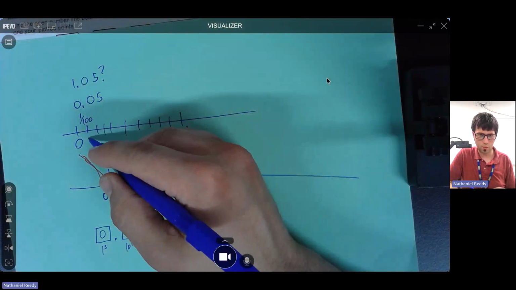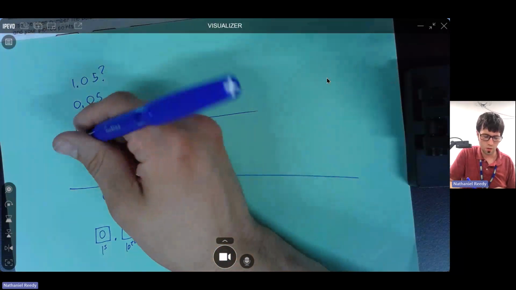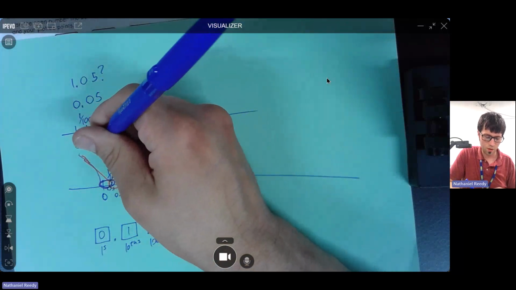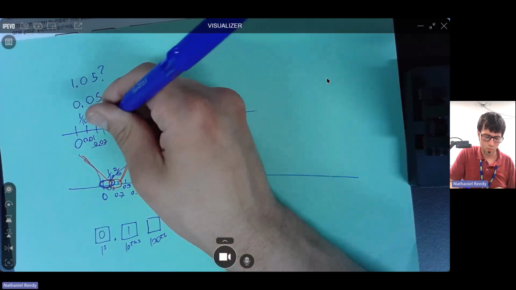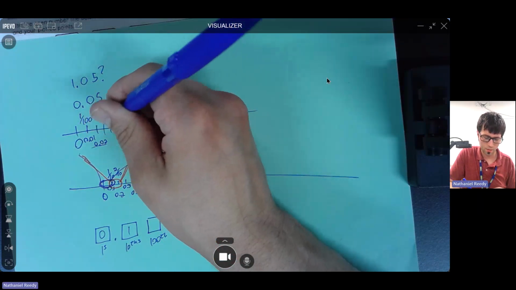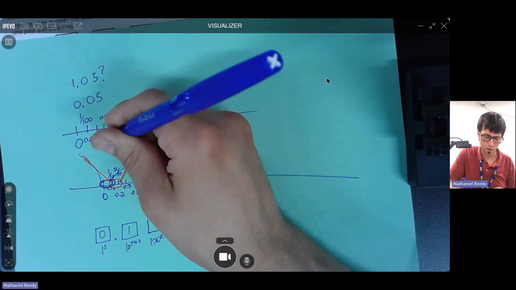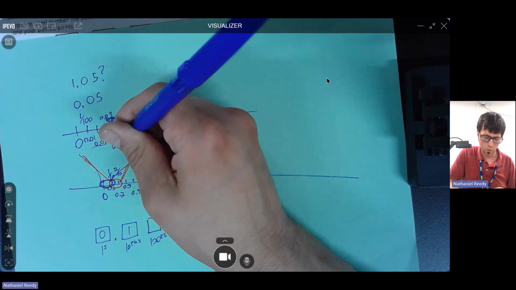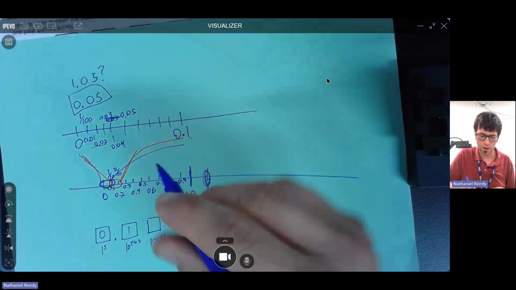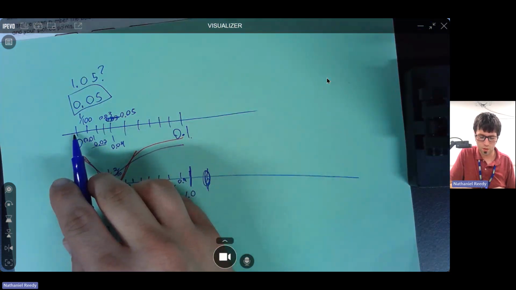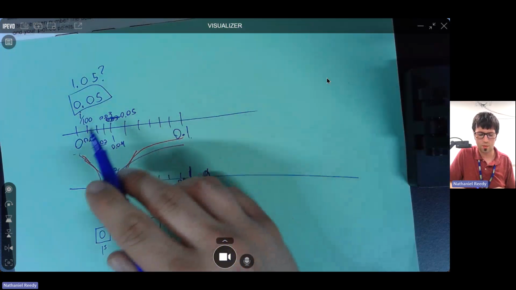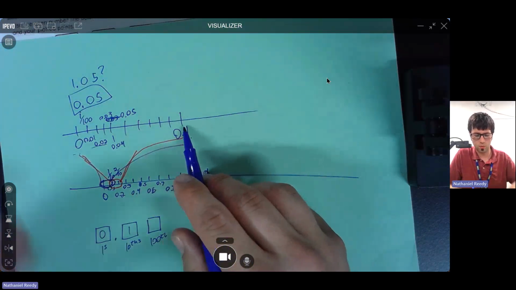So instead of saying 0.1, because I have 0.1 right there, it's going to be 0.01. And this will be 0.02, 0.03. Oh, right, sorry, 0.03, 0.04, 0.05. Hey, that's what I was looking for. I was looking for 0.05. So 0.05 is halfway between 0 and 0.1. So keep that in mind. 0.05 is halfway between 0 and 0.1.